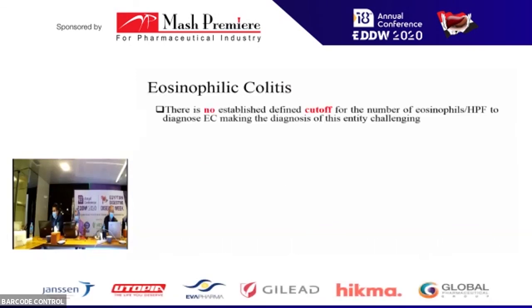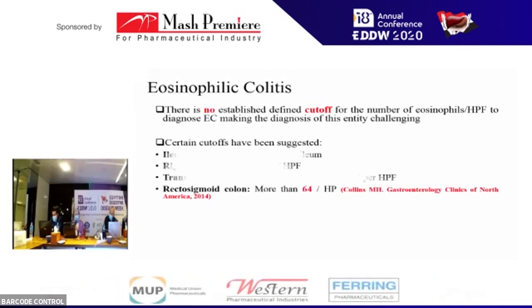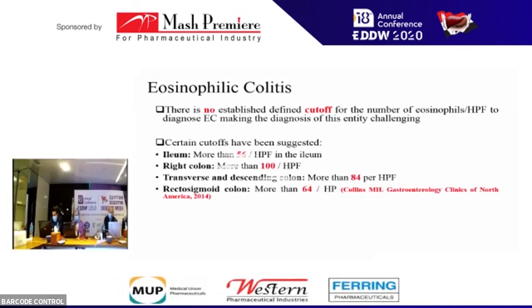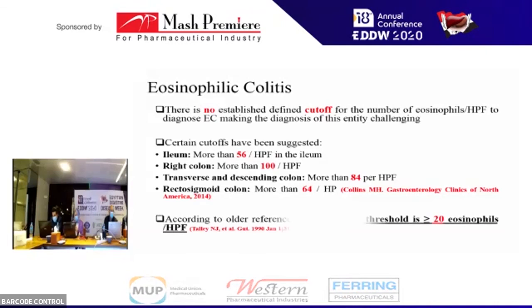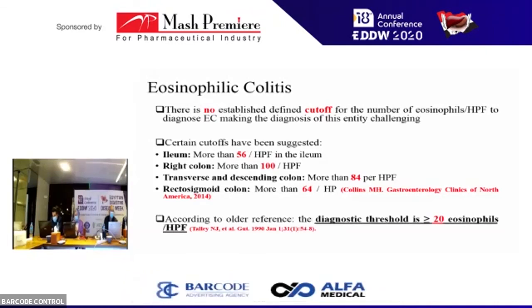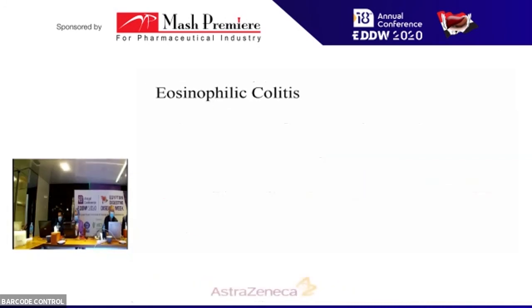There is no established defined cutoff for the number of eosinophils per high power field to diagnose eosinophilic colitis, making the diagnosis of this entity challenging. Certain cutoffs have been suggested: more than 56, more than 100 in the right colon, more than 84 in the transverse or descending colon, and more than 64 in the rectosigmoid colon. According to older references, the diagnostic threshold is more than or equal to 20 eosinophils. And as Dr. Mohamed Hassan said, there are different cutoffs according to different references, as there are no guidelines till now regarding this entity.